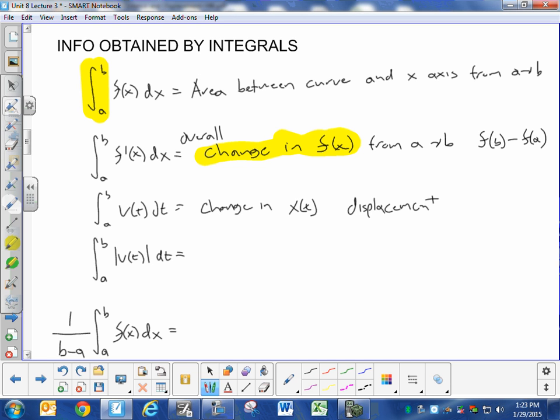If I take any negative velocity and make it positive, and I keep positive velocities positive, and I find the area under that, it turns out we take all of our negative displacements, make them positive, add all of our positive displacements together, and we would have distance.